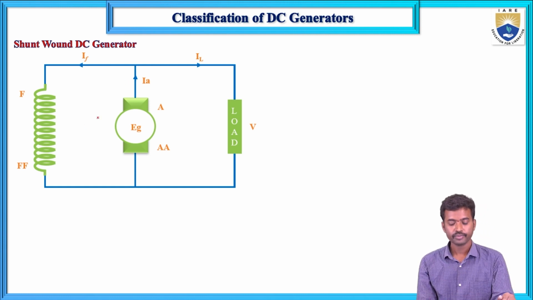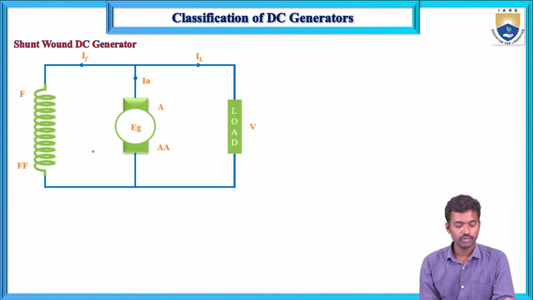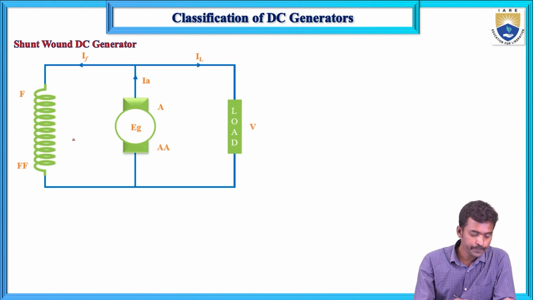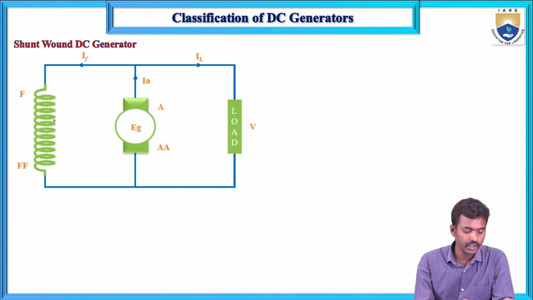Now here, if the armature winding and field winding are connected in parallel, because of residual magnetism there may be a flux, and there may be a small induced EMF. That induced EMF is given to the field winding. This field winding acts as an electromagnet. It cuts the armature conductors and induced EMF will be developed in the armature conductor.